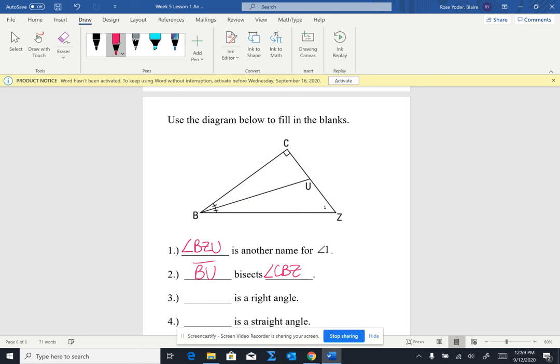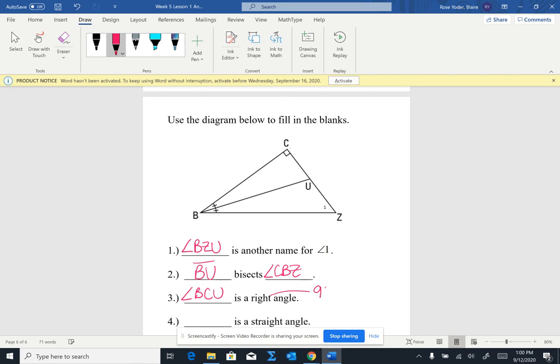Either way. All right, the next one's looking for a right angle. Do you see a little right angle box in there? There it is. The C has to be the middle letter. So again, the order doesn't really matter, but the C has to be in the middle. So I'm going to call it BCU. I also could have called it BCZ, or I could have named it backwards as long as the C was in the middle.